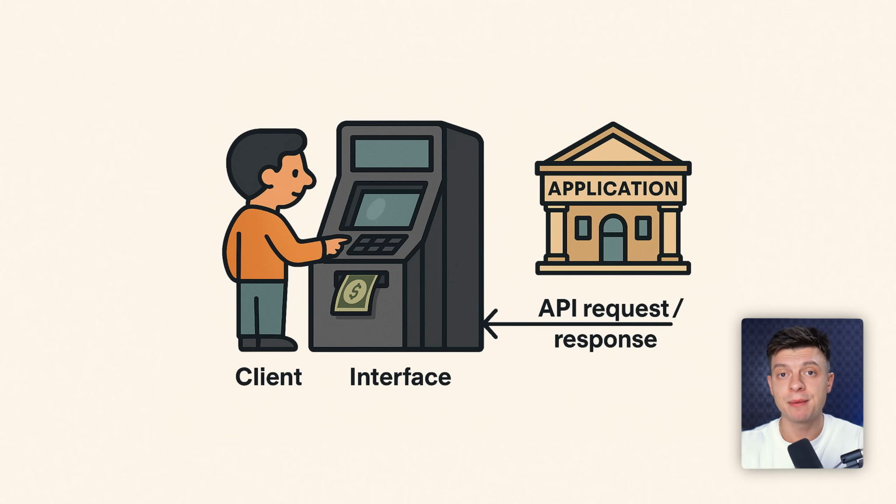Now, one of the easiest ways to understand this is the ATM analogy. Imagine you walk to an ATM and ask for $50. You don't need to know how the bank works behind the scenes, right? You just tap a few buttons and boom, cash comes out. In this case, the ATM is the interface. It takes your request, passes it to the bank's internal system, which is the application in this case. Then it gets a response and gives you the result. So that's exactly how APIs work. You send a request, the system processes it, and then sends you a response.